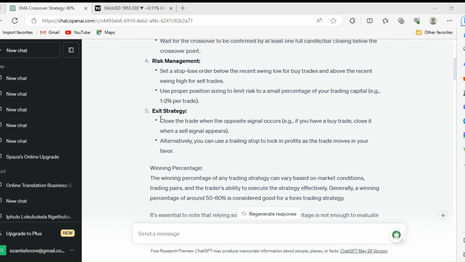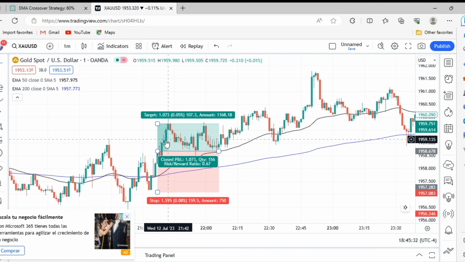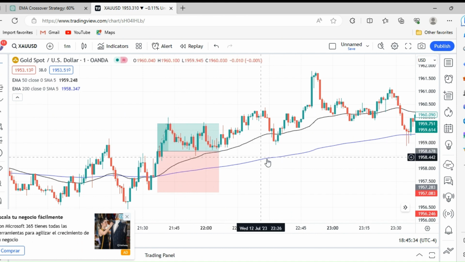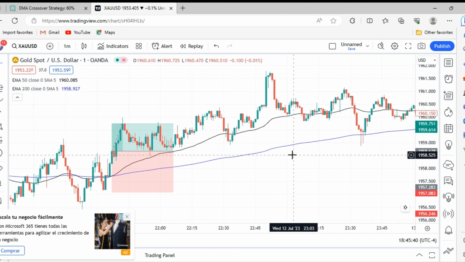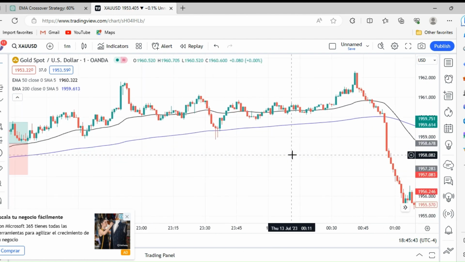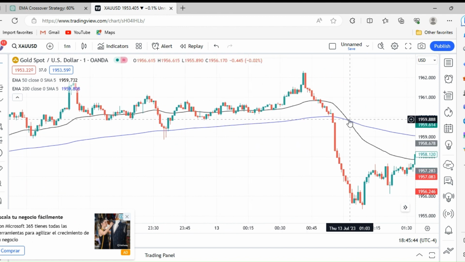Now we want to head over to exit strategy. It says close the trade when the opposite signal occurs, meaning that on this buy position that we have over here, we should look for when EMA 50 starts to cross EMA 200 again. Now that's how we exit. So meaning that this will be where we can exit.